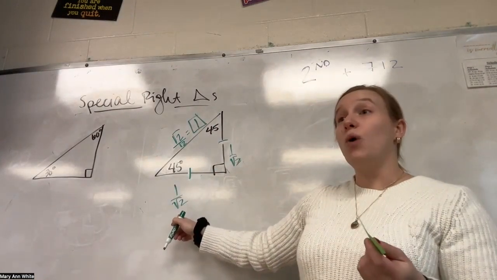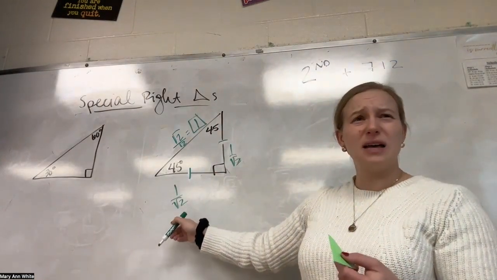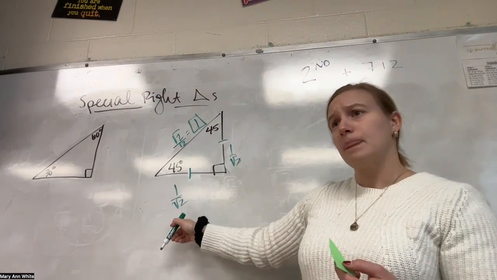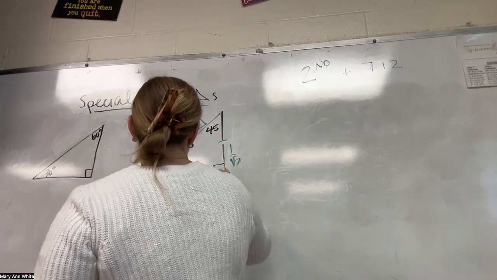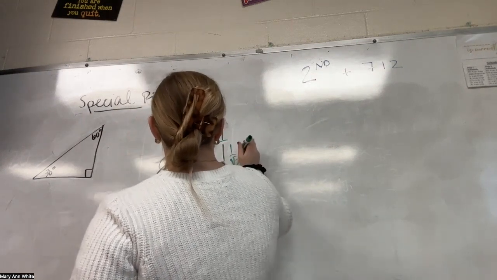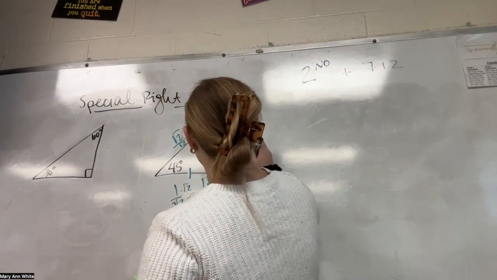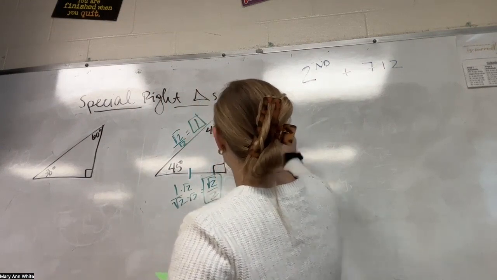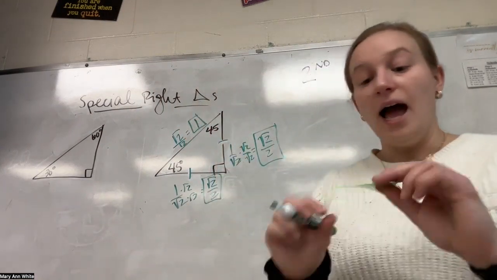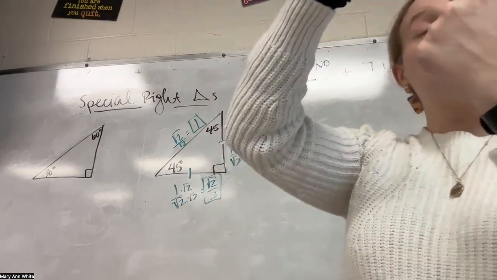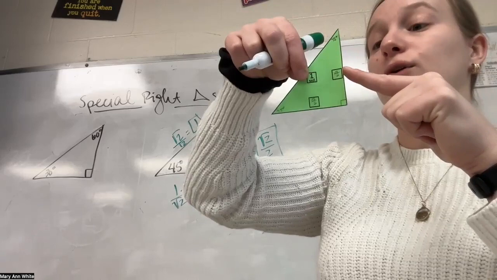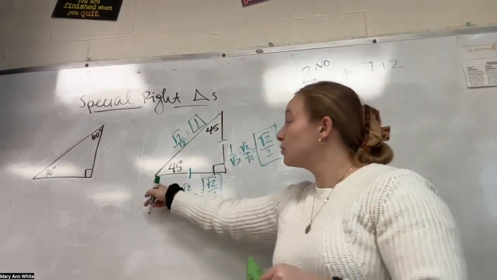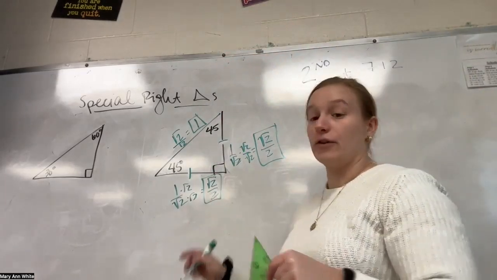Now I can't write 1 over root 2. Can we rationalize that? Multiply by root 2 on top and bottom. So I've got root 2 over 2 and root 2 over 2. And you can even write that on your little triangle. There's a box along the bottom that you can write root 2 in. There's a box along the side that you can also write root 2 in. Those are those lengths, the horizontal and the vertical lengths.